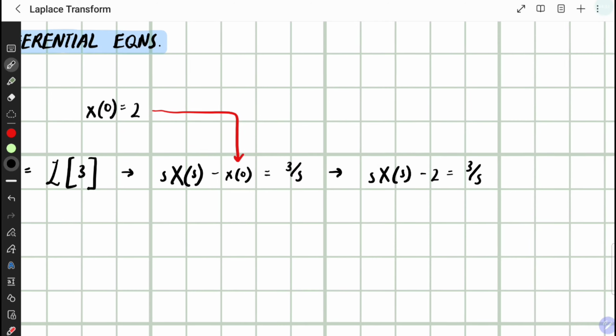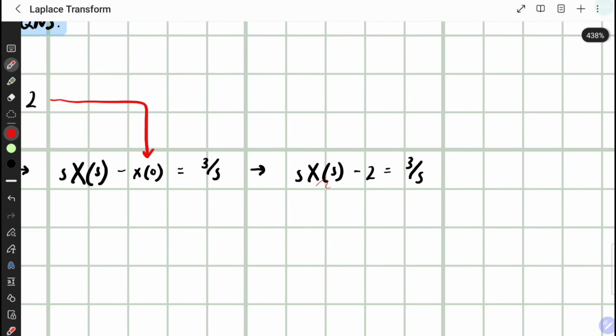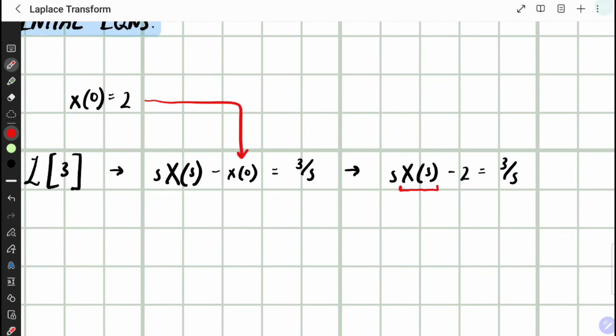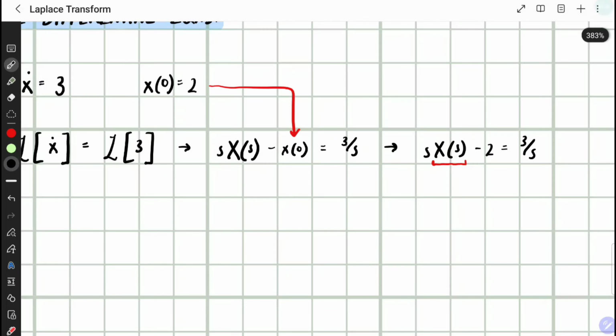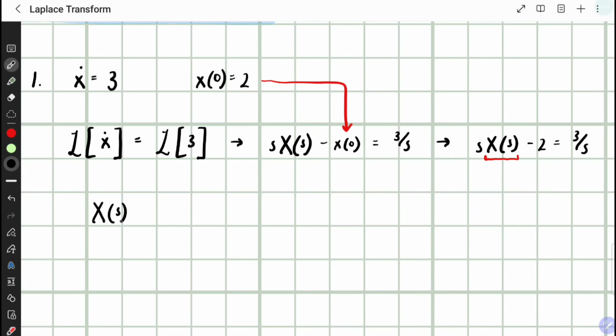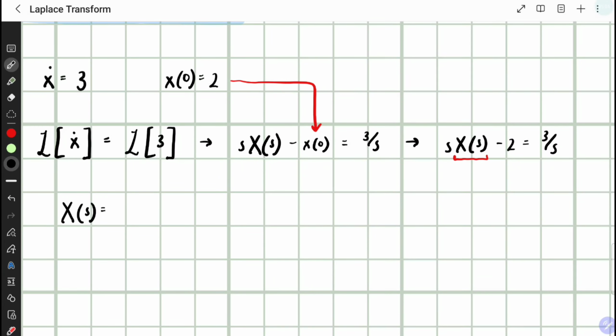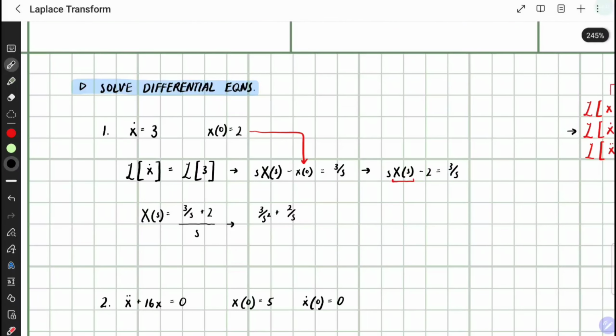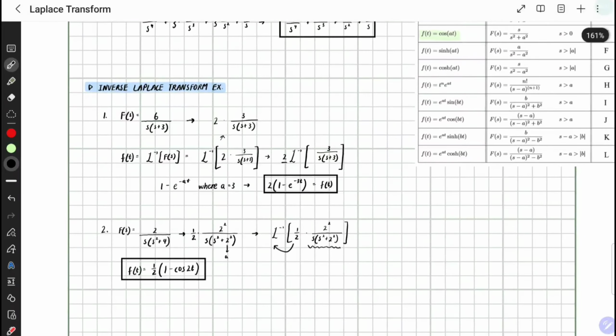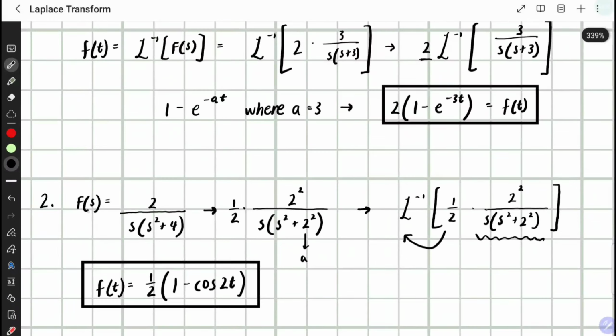So now we just want to solve for X of s here. Move everything to the other side. Big X of s is equal to 3 over s plus 2, all over s. This is equal to 3 over s squared plus 2 over s. So this is now the same thing as what we just did in the previous examples, taking the inverse Laplace. We have our function in the s domain.